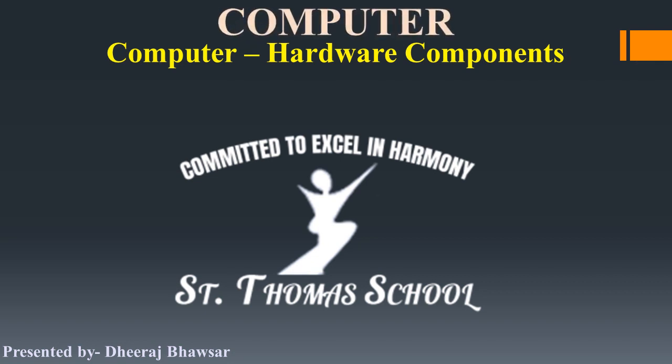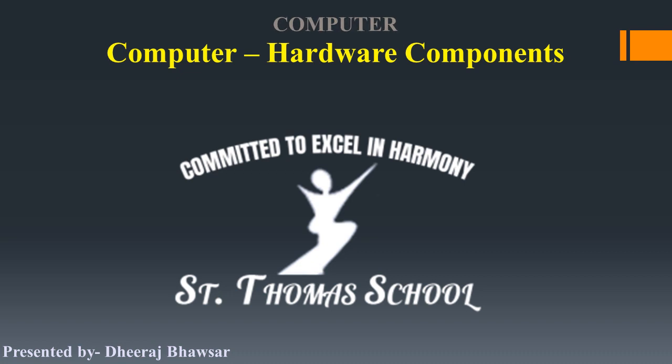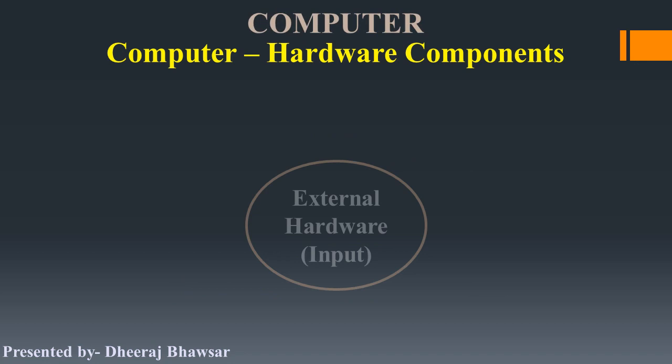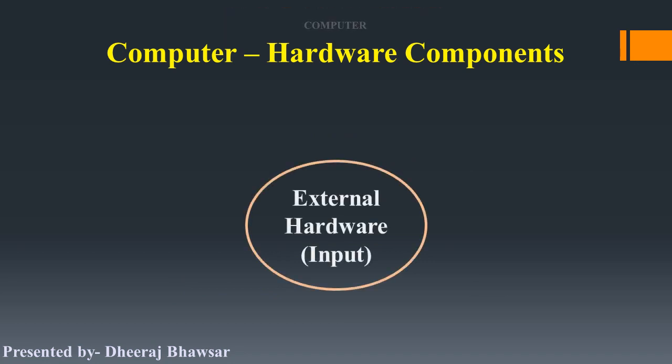Internal hardware are the physical devices of a computer system which are present inside the CPU cabinet, such as motherboard, PCI, sound card, video card, central processing unit, RAM, ROM, disk drive, SMPS, modem, and so on. And today we'll discuss external hardware. The external hardware is basically divided into three parts: external input hardware, external output hardware, and external memory.